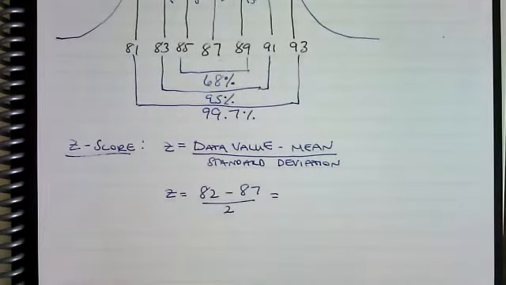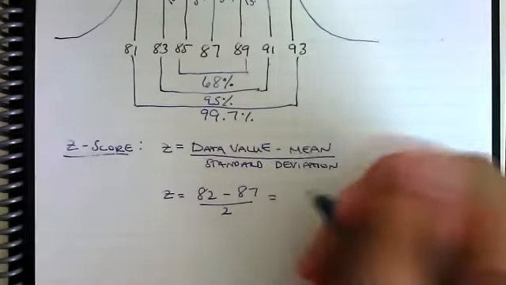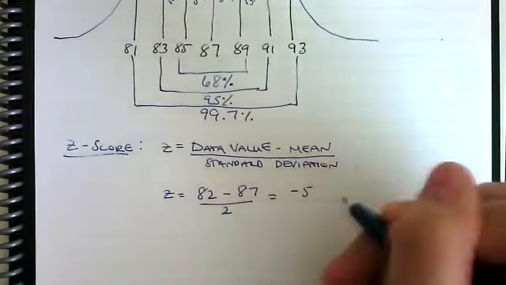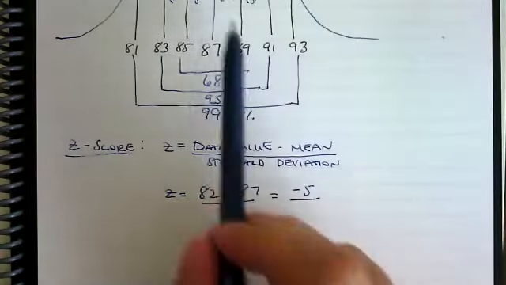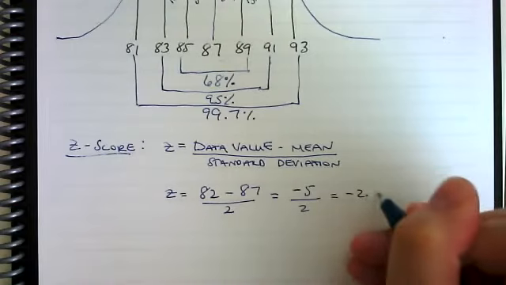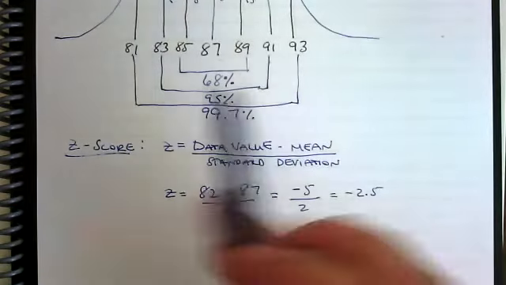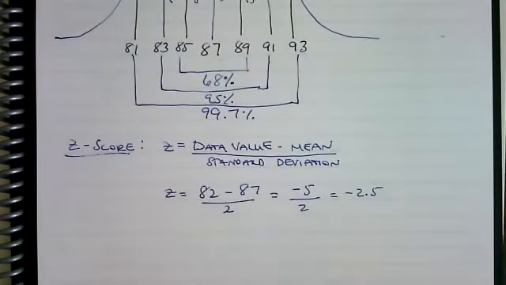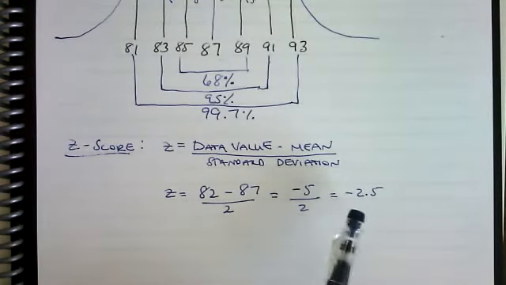So then I'm just subtracting 82 minus 87. I get -5, and you have to make sure you have it in the right order, because remember that negative is important. It tells us it's to the left. So -5 divided by 2, and I get -2.5. Okay, so that tells me that my z-score is here. So if you're interpreting this, what that -2.5 means is that person scored pretty low compared to the average.